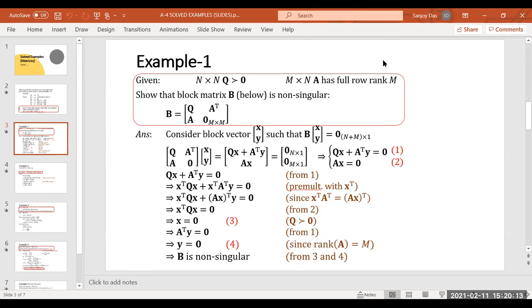Yeah, that's probably what it is. It's got full column rank. Yeah, sorry about that.